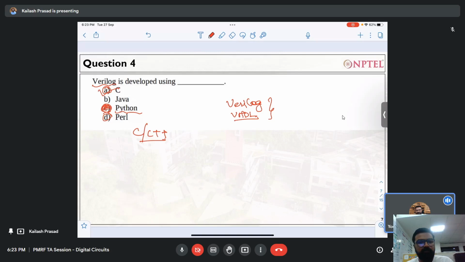So Verilog is also designed using C, and when you write code in Verilog, you will understand that it follows the patterns, the nomenclature of C itself. Okay, so that is question number 4.